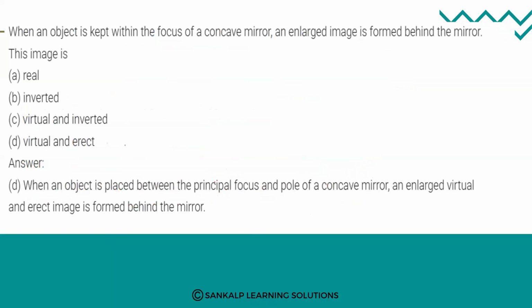Okay, next. When an object is kept within the focus of a concave mirror, an enlarged image is formed behind the mirror. This image is real and inverted, virtual and inverted, or virtual and erect. So this is virtual and erect, so option D is right. Why? Because when an object is placed between the principal focus and the pole of the concave mirror, an enlarged virtual and erect image is formed behind the mirror.